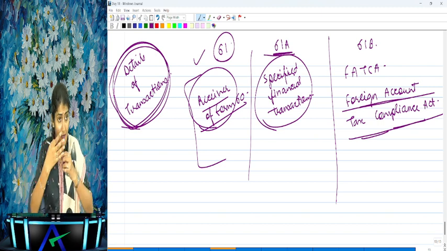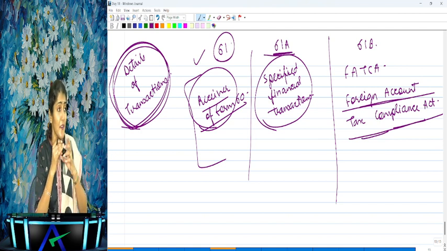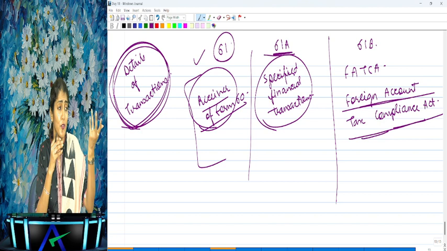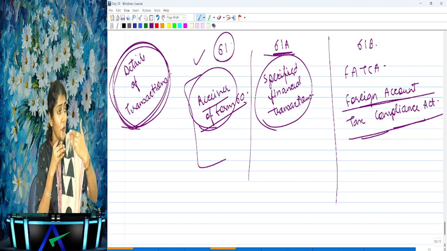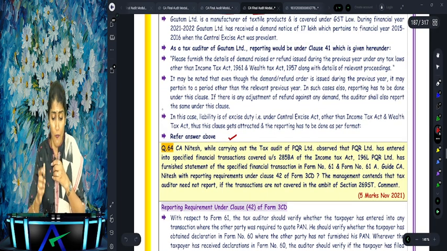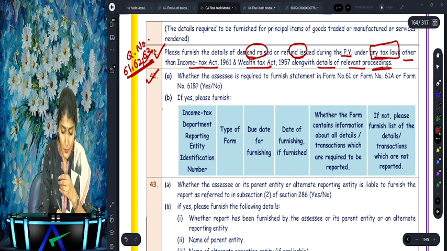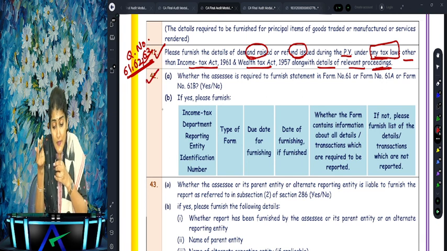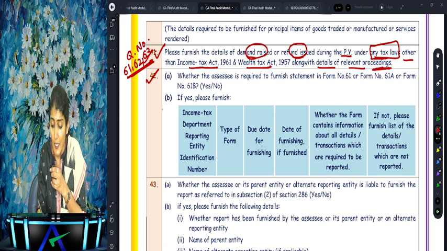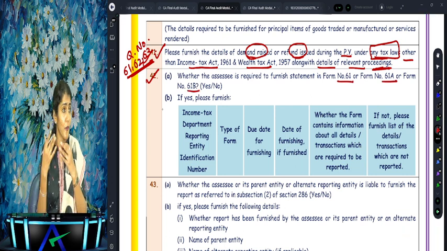You have the assessee where he is required to furnish form 61, 61A, 61B, whether it has been furnished on or before the due date. So just as we say, whether statutory dues have been paid on or before the due date, similarly over here, whether these forms have been submitted on or before the due date, right? So one we have is the 41. 41 was demand raised or refund issued, and then you have the 42. What is 42? Whether the assessee is required to furnish the statement in form 61, 61A and 61B. Yes or no? If no, then no further reporting required.